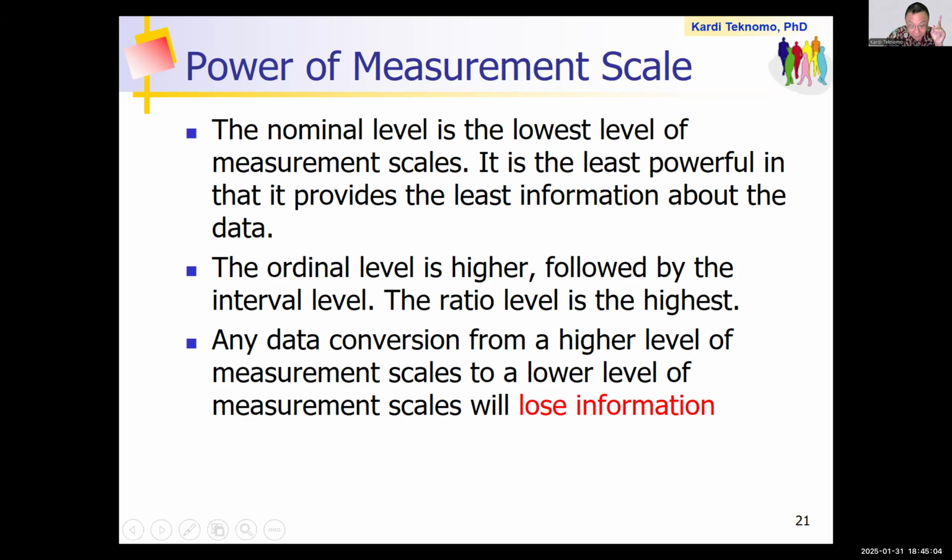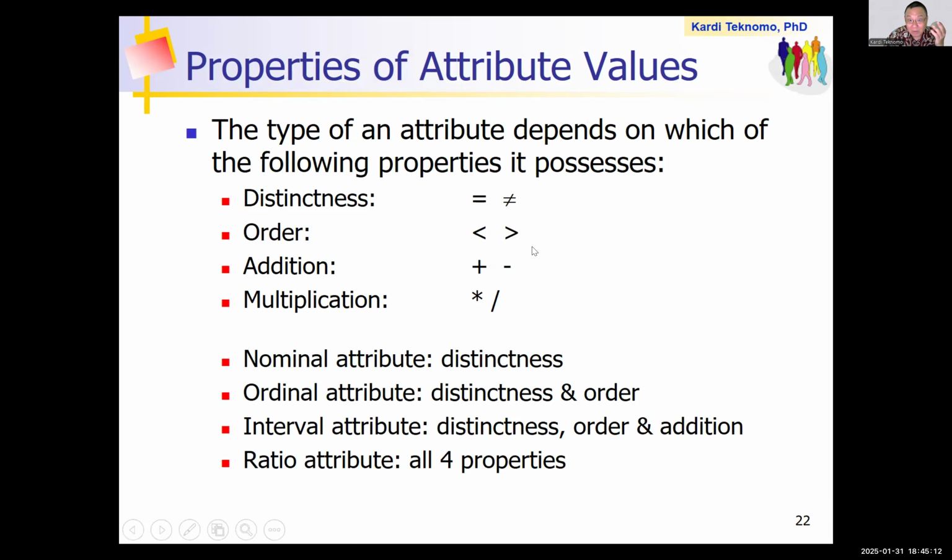So now look at this, the difference between these four. We have four properties: distinctness, order, addition, and multiplication. When we say addition, it includes subtraction. When we say multiplication, that includes division. Distinctness means equal or not equal. Order means larger or smaller. So nominal attribute always has distinctness, so you can say equal or not equal.